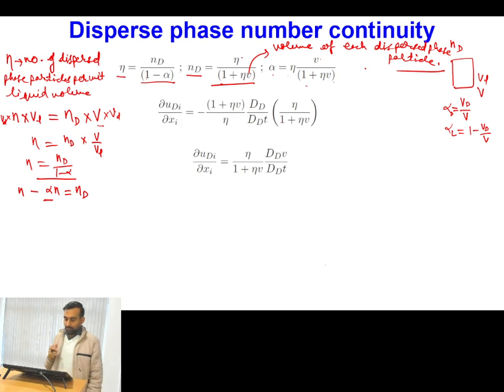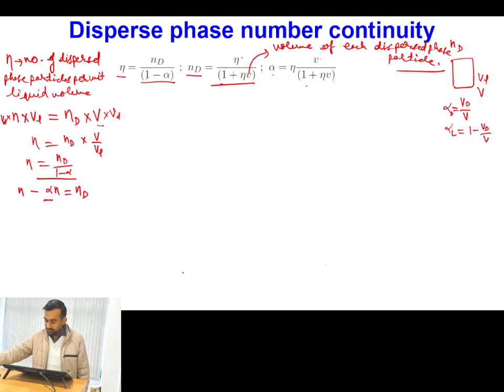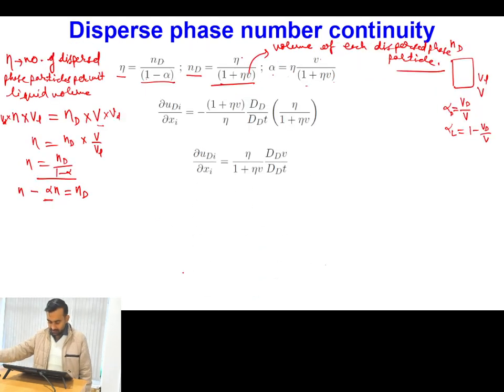Now what you can do, in your previous equation, so this was the previous equation, here this rho d Vd you can actually replace in terms of eta and Nd, and ultimately what you will get is that del u d by del xi equal to eta by 1 plus eta v.